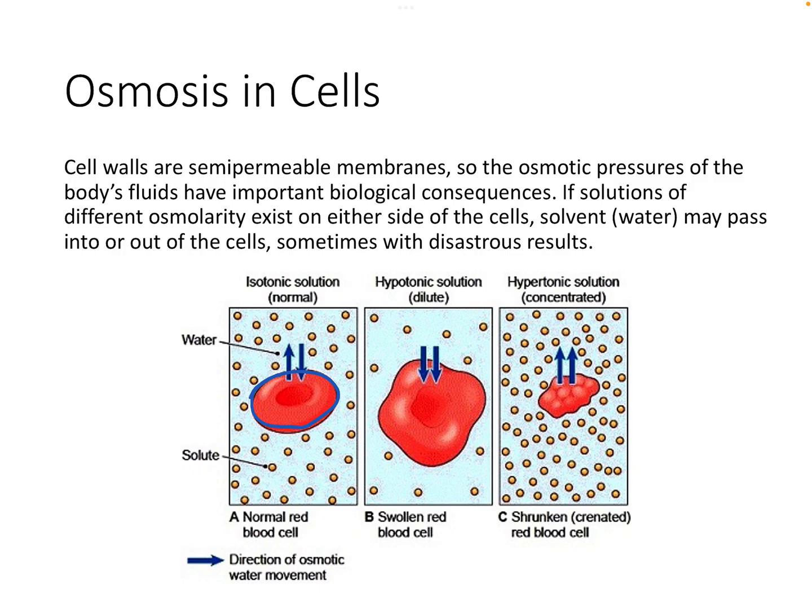So for example, let's start with this isotonic solution. An isotonic solution just means that we have the same concentration outside the cell and inside the cell. So we've already reached osmosis. Water can pass in to the cell and out of the cell, and everything just stays normal.